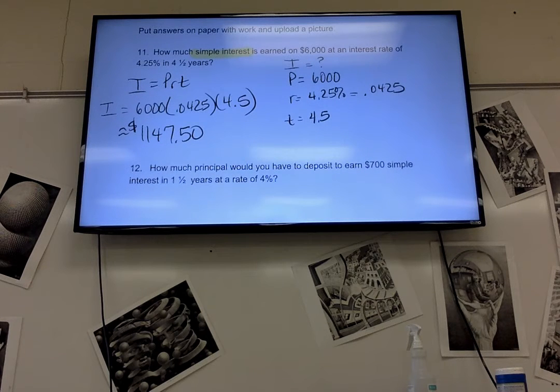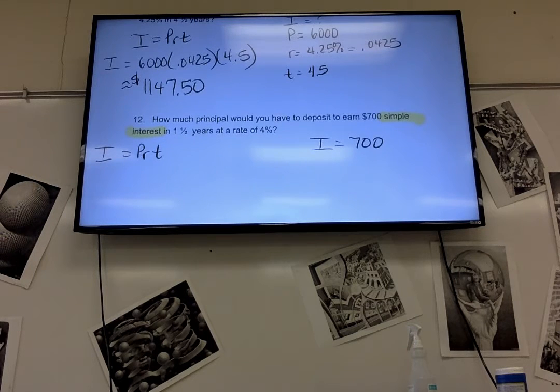Okay, number 12. How much principal would you have to deposit to earn $700, again simple interest, in 1.5 years at a rate of 4%? So again, we have to use this formula. $700 is the interest. Principal is what we're looking for. The rate is 4%, again divided by 100 is 0.04. And the time is 1.5.